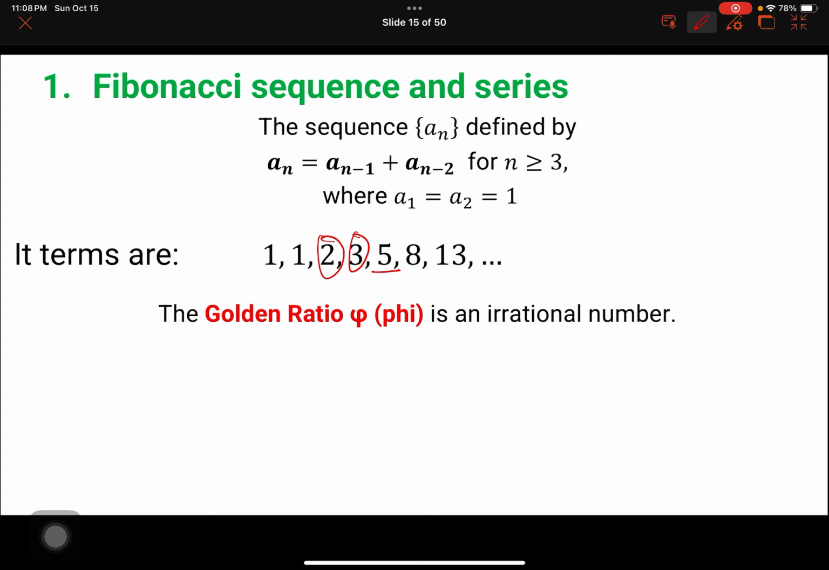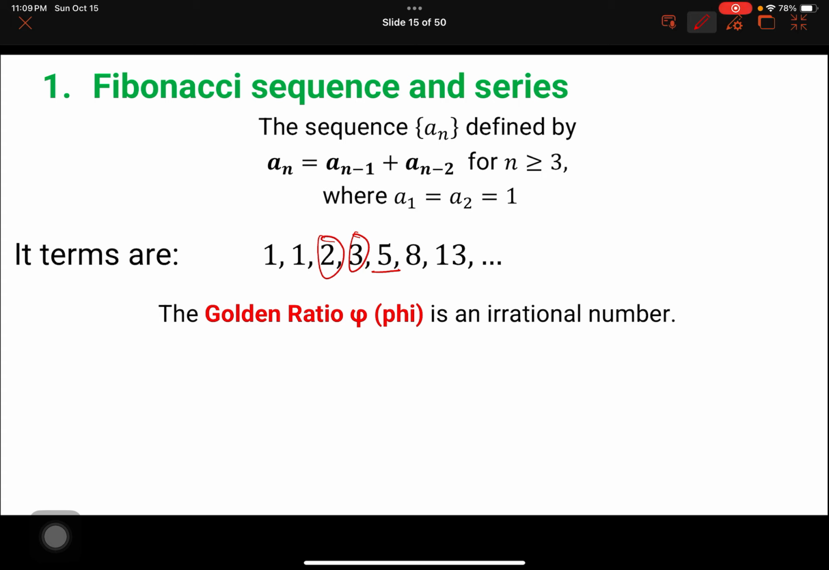Pag sinabing irrational number, di ba, continuous yung values niya, katulad ng pi, 3.14, 16, and so on siya. So, ano po si golden ratio? Si golden ratio naman, dinidistinguish niya yung constant value between the first and second term.